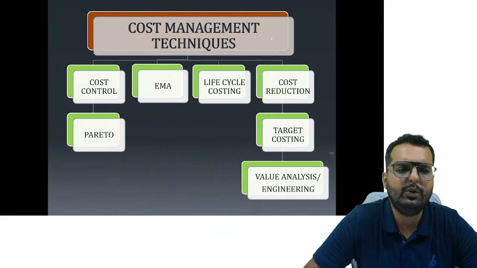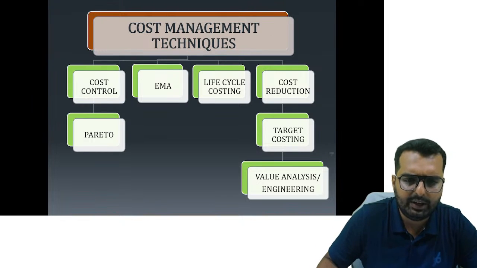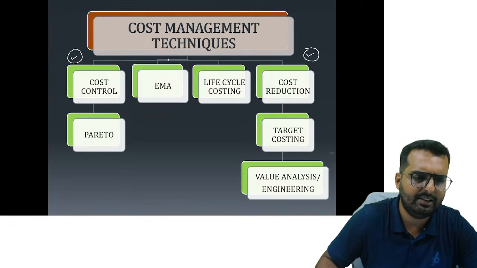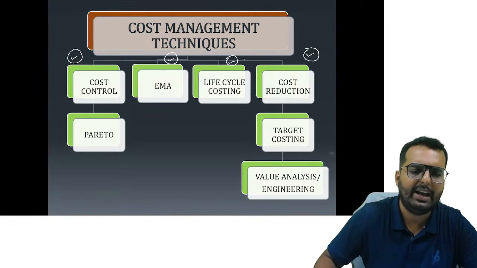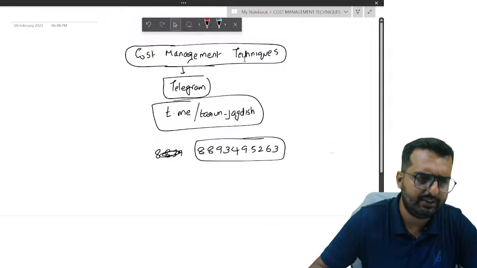This is the overview of this chapter. You have a topic called cost control. Then you have a term called cost reduction. You have EMA, that is environmental management accounting, and you have life cycle costing. Let us start with the first theory part over here.